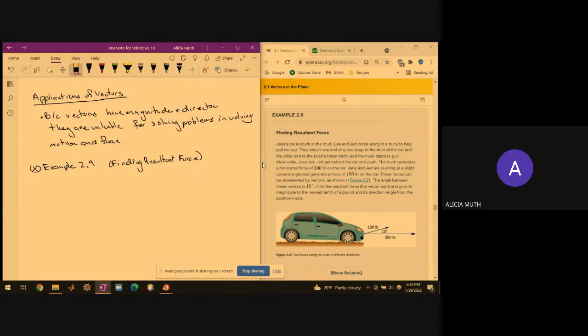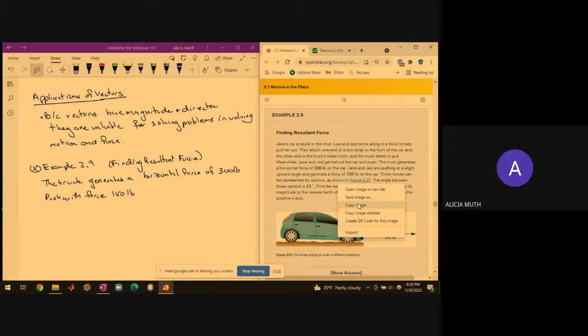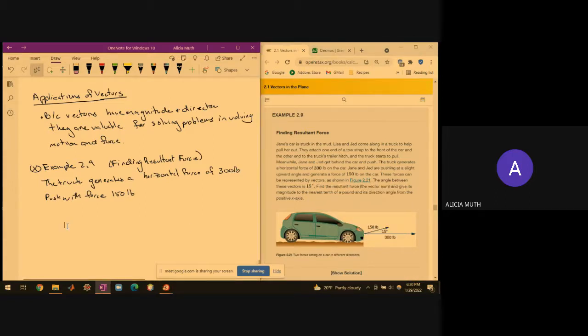Okay. So the truck generates a horizontal force of 300 pounds on the car. Jane and Jed are pushing at a slight upward angle and generate a force of 150 pounds on the car. These forces can be represented by vectors as shown in the figure. The angle between these vectors is 15 degrees. So that corresponds with the angle of the push that we were talking about here.